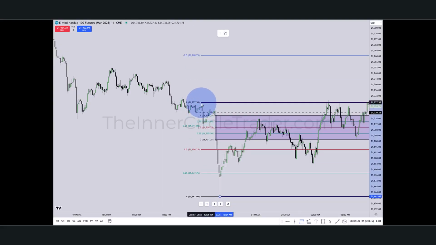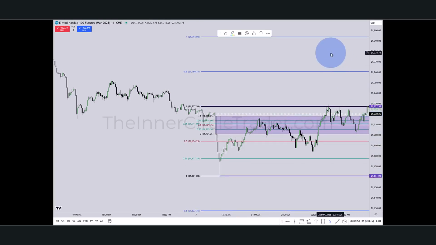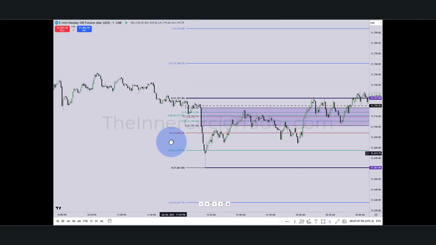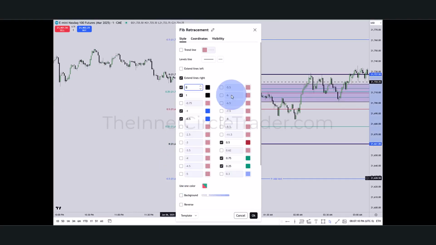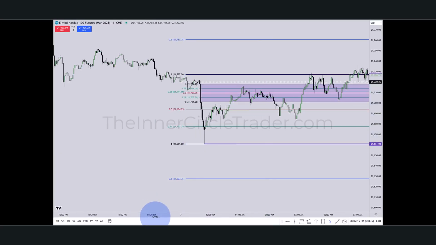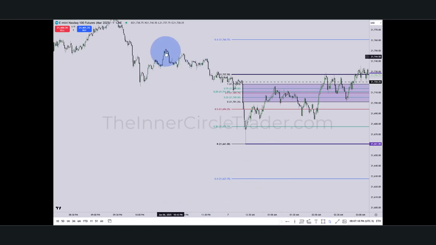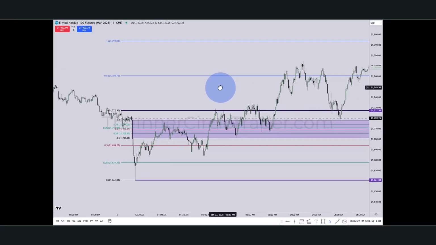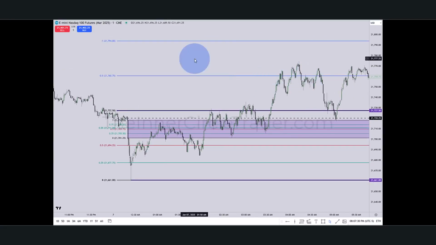So here's negative 0.5 and then -1. And then we have the standard deviations that are projected lower down here. And now we have things that we can project going forward. We have some relative equal highs up here, so there's buy side liquidity. And we can anticipate price running up into these levels here. And then we have standard deviation -1.